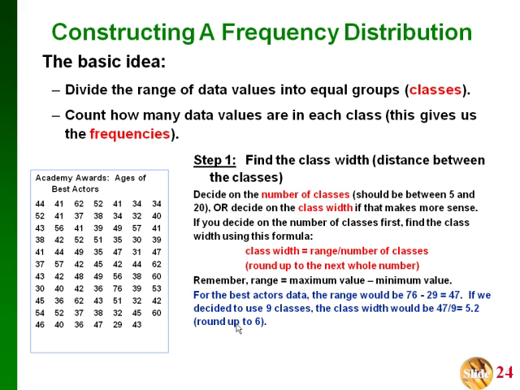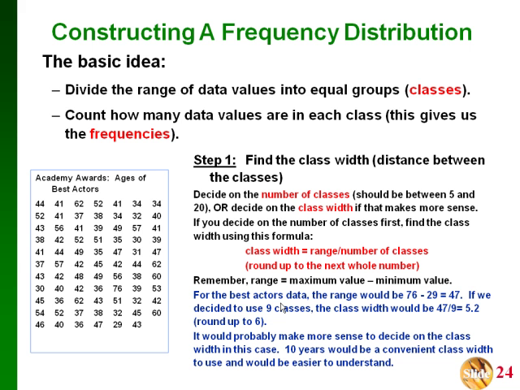If we're talking about ages, 6 may not be an especially helpful value. So in this case, it would probably make more sense to decide on a class width instead. 10 years would be a convenient width to use, and it would be easier to understand. We're used to thinking of ages in decades.